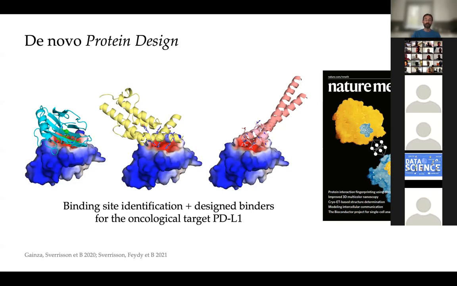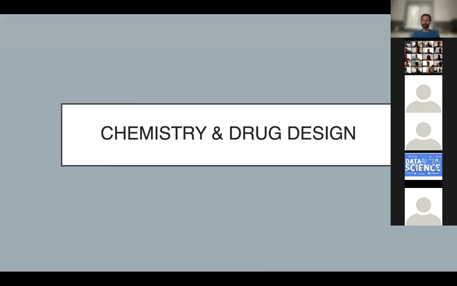So these are the three designs that you see here. They're already confirmed by X-ray crystallography. So we know that they look exactly like this, and we know that they bind. I'm not saying that from here to a new drug that will cure cancer, it's a short way, but it's still an interesting direction. So this was a paper that appeared on the cover of Nature Methods last year.